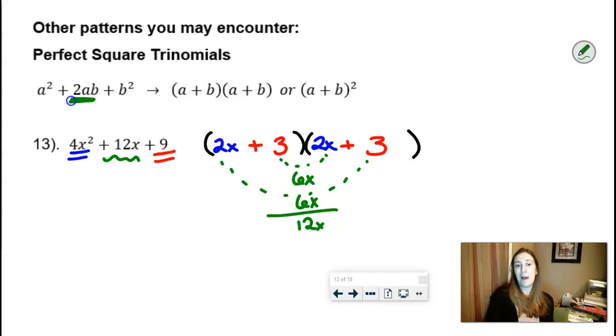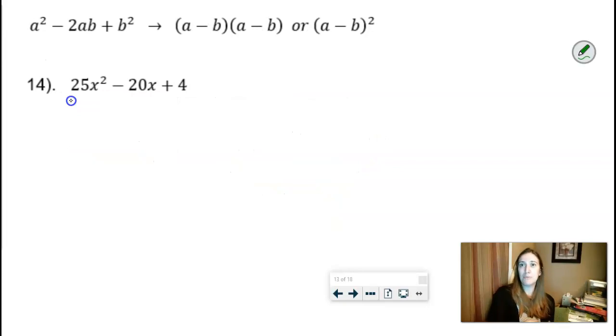I don't know how important it is for you to memorize this pattern. I think it's more important that you recognize your perfect square showing up. Probably means that you need the square factors. Square root factors, I should say. All right, so same idea here. The only difference in this pattern is they're both going to be minus signs because you're going to have a negative 2ab in the middle.